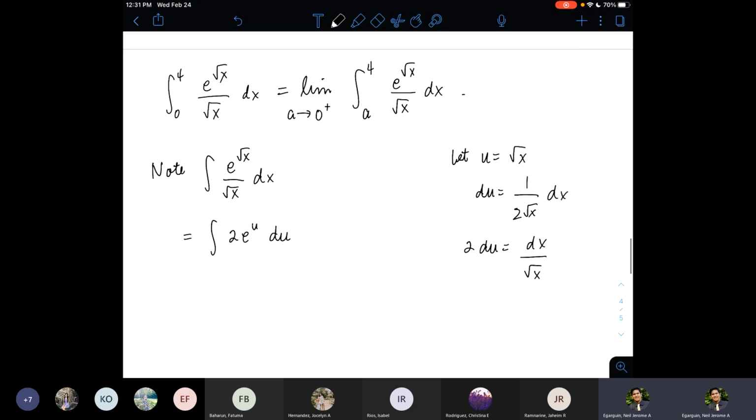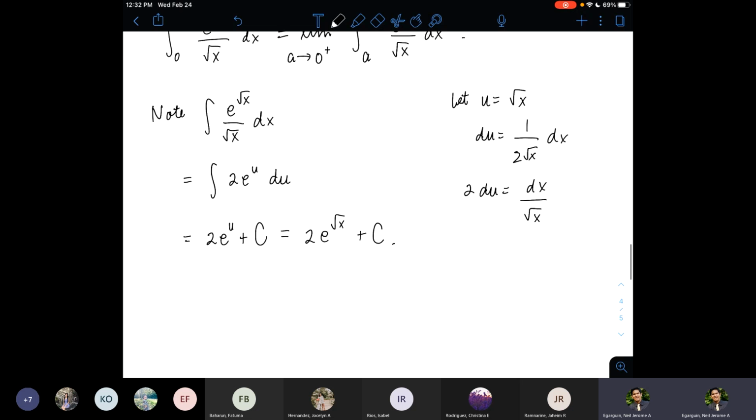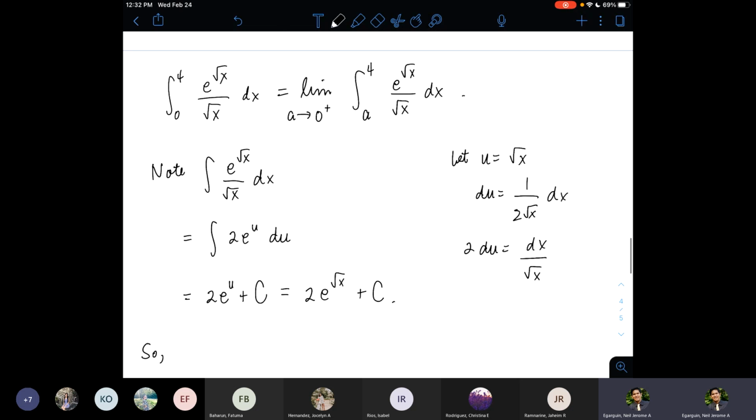Okay, and then I'll integrate this. I'll get 2 e to the u plus arbitrary constant c. And then I'll revert to the original variable. I'll have 2 e to the root x plus the arbitrary constant c. So I know what the antiderivative of e to the root x over root x is. So now I can go back to my improper integral. Here, I'll just copy it over.